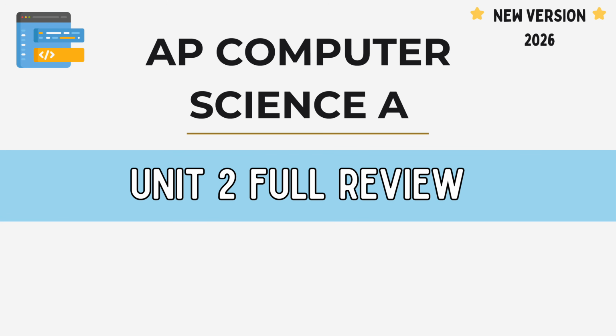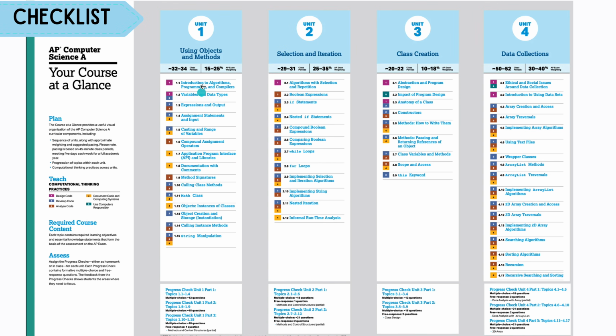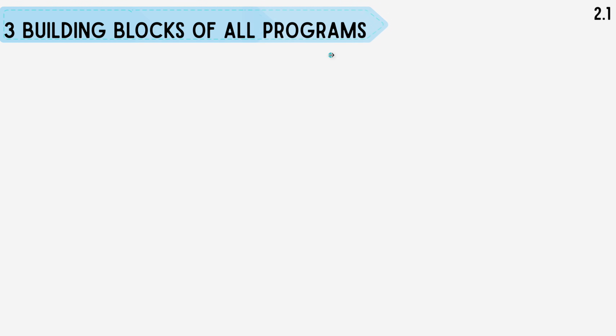In today's video, we're going to be covering Unit 2 of AP Computer Science A. So in this video, we're going to complete everything over here that is 25 to 35% of the exam, which is the second highest, so make sure you know your Unit 2's selection and iteration.